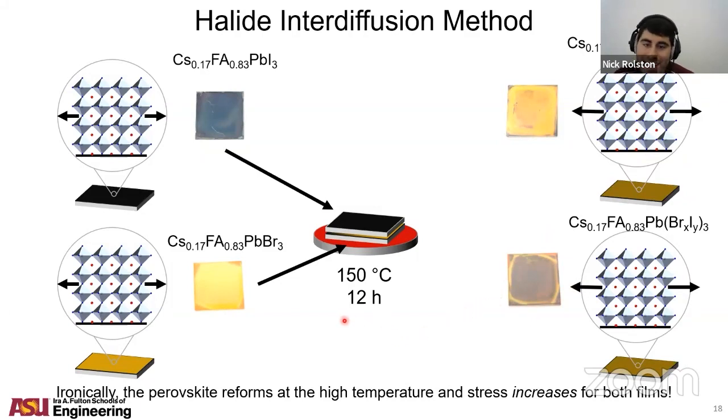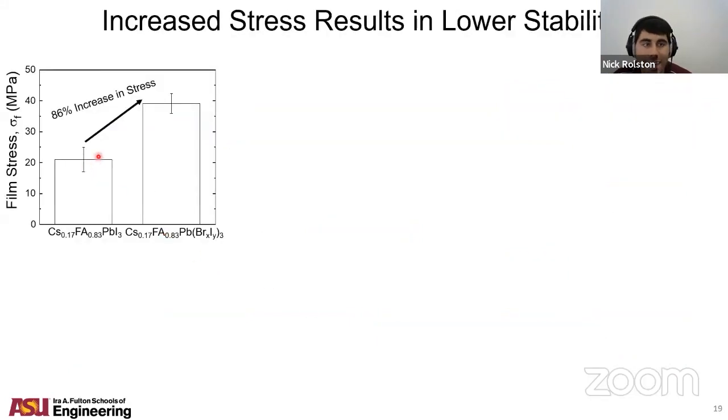However, we had a bit of an oversight in that we didn't realize that the perovskite itself actually reforms at these high temperatures. And 150 Celsius is actually higher than the initial annealing temperature. So unfortunately, we actually observe an increase in the stress, based on the fact that the perovskite reforms at that high temperature, and then you have all this thermal expansion as it cools back down to room temperature. So this was actually corroborated by lower stability results too.